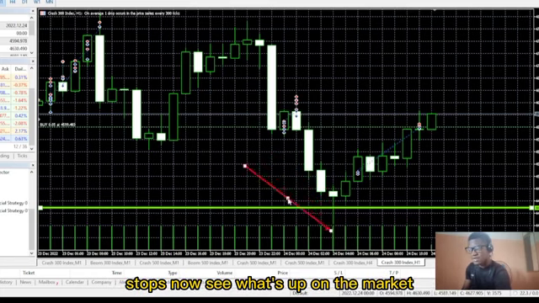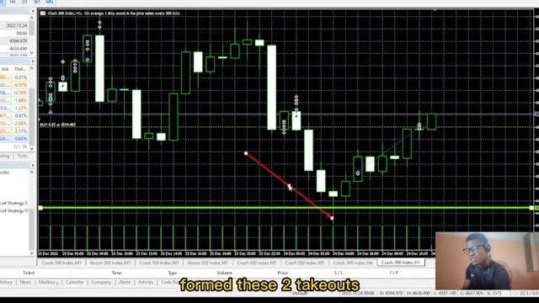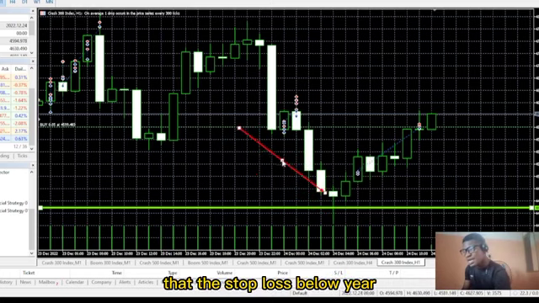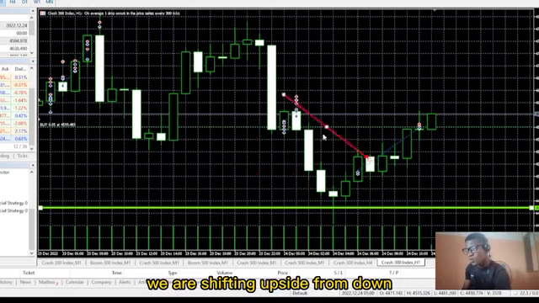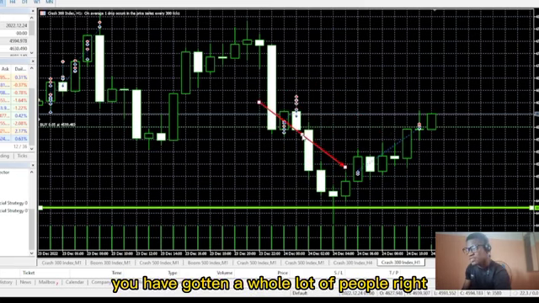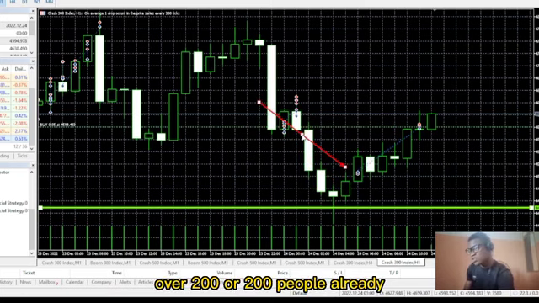Now see what happened. The market broke that level, formed this to take out those already in, or those that entered newly, or those that have the stop loss below here. And what happens? We are shooting up to the upside. From this point to this point, you have gotten a whole lot of pips, over 200 pips already.